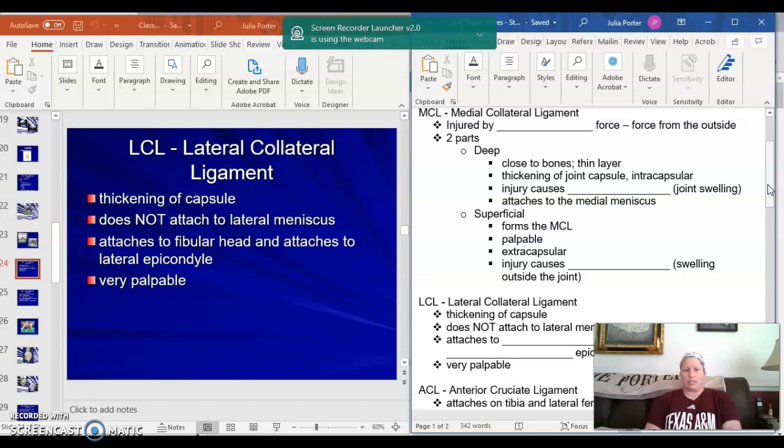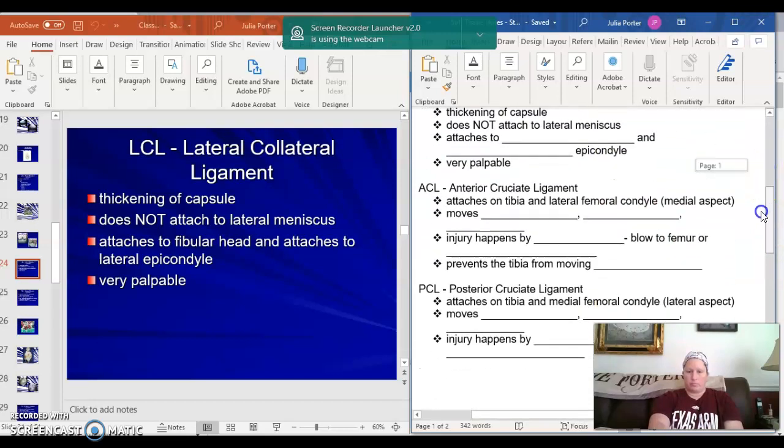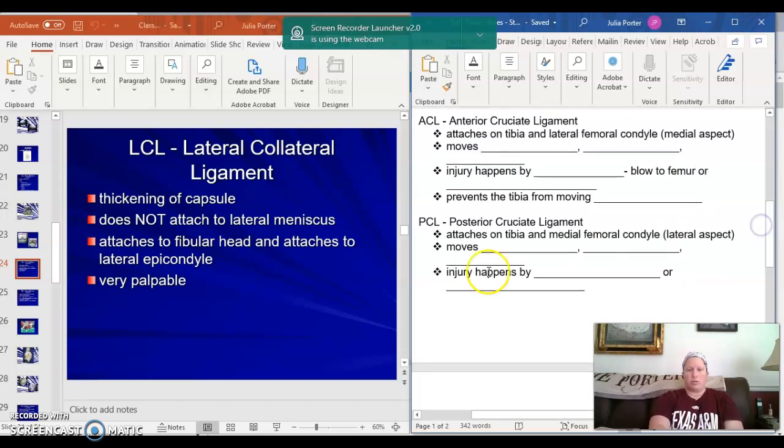The LCL is on the outside of the knee. It does not attach to the lateral meniscus. So when that outside of the knee, when your knee rotates side to side, it moves out of the way. And the reason for that is because of its attachment onto the fibular head. All right, so those are on the sides.